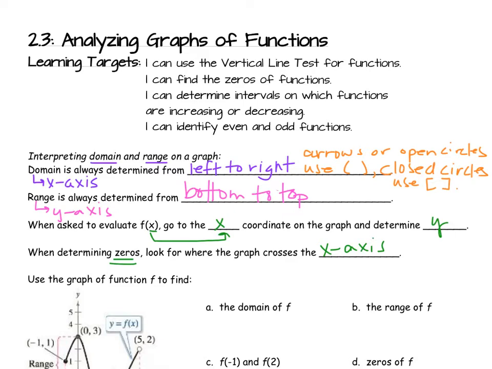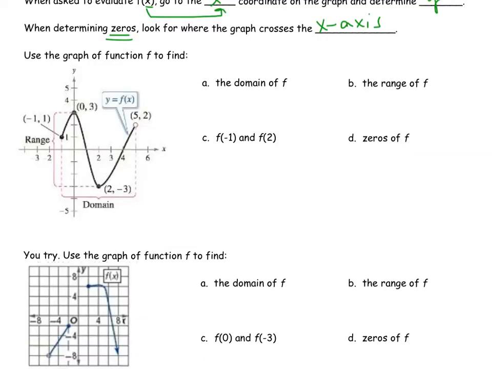Let's take a look at the picture down below. It says use the graph of function f to find. For part A, we're asked to find the domain of f, so the values on the x-axis from least to greatest. Looking at that curved shape from left to right, I notice that it starts over here at this point. That's a closed dot, and the x value is -1. That means the smallest x value is -1 on the graph. As I go to the right, I have this open circle over here at 5. So that's the biggest x value that's going to be on the graph from left to right.